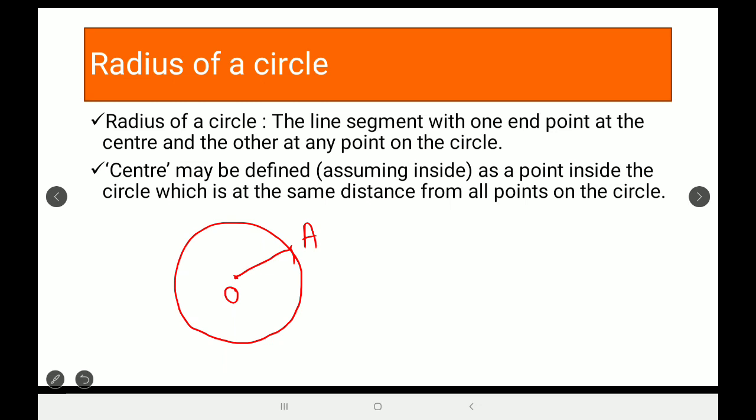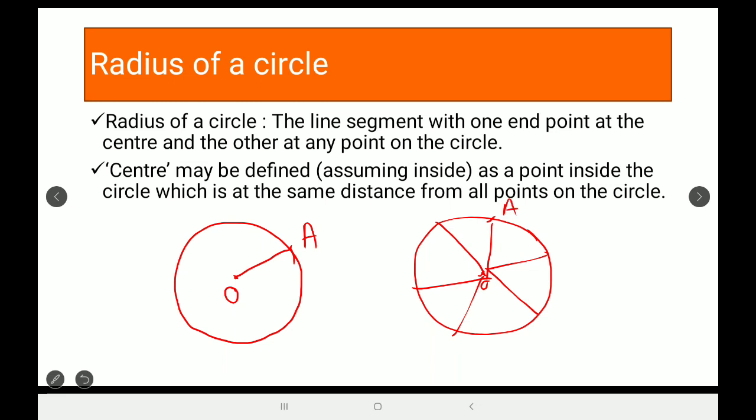Clear? Center may be defined as a point inside the circle which is at the same distance from all the points on the circle. If we measure the distance of this center O from any point on the circle, it will be the same. Clear? So all these distances are the same. Next.